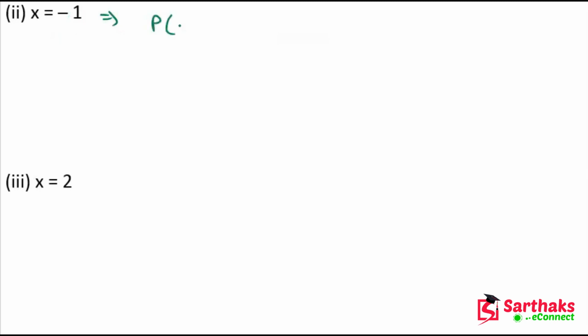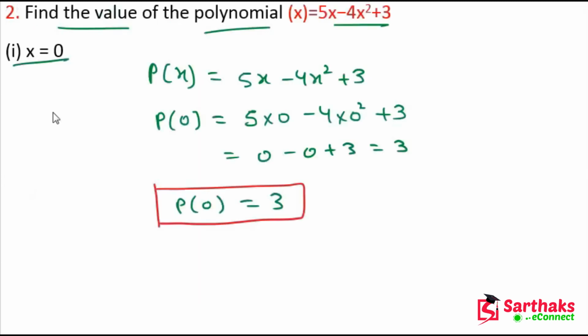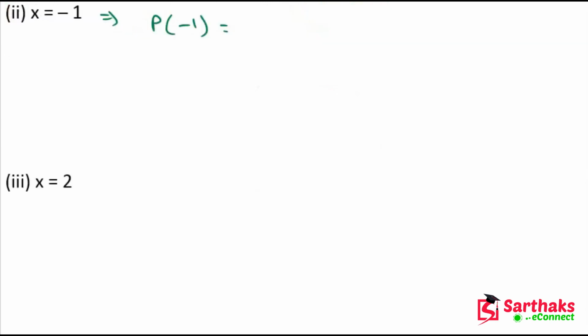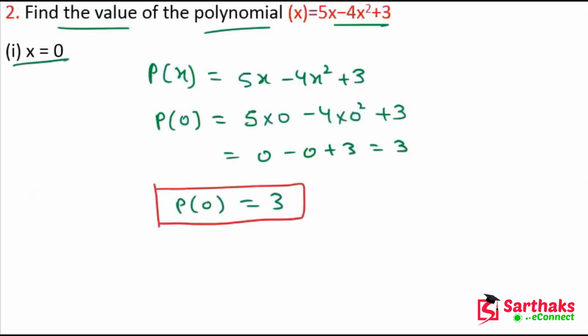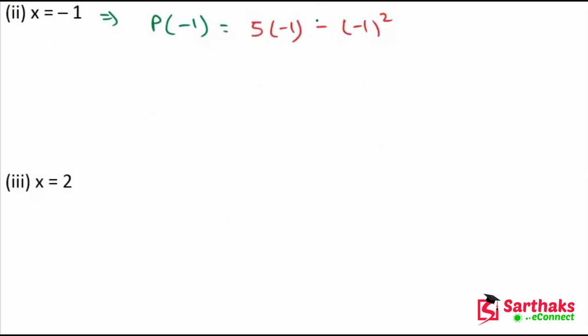Means we have to find p of minus 1. So we have p of x equals 5x minus 4x square plus 3. So we have to put the value in the polynomial. So we get 5 into minus 1 minus 4 into minus 1 whole square plus 3. So we can solve it.